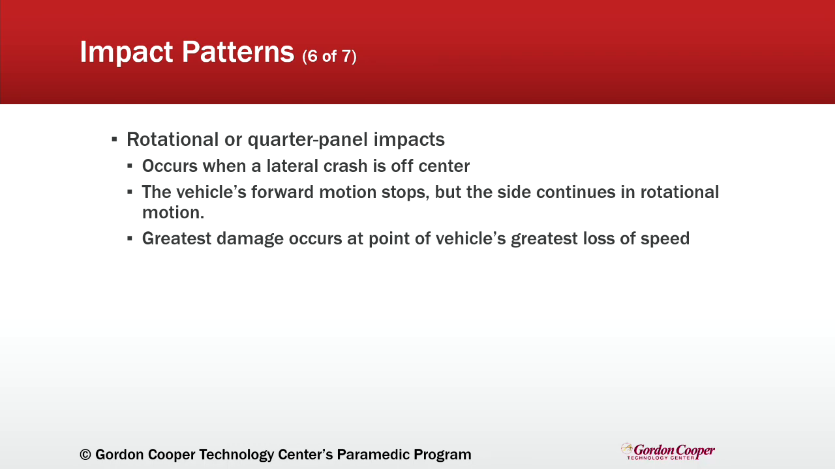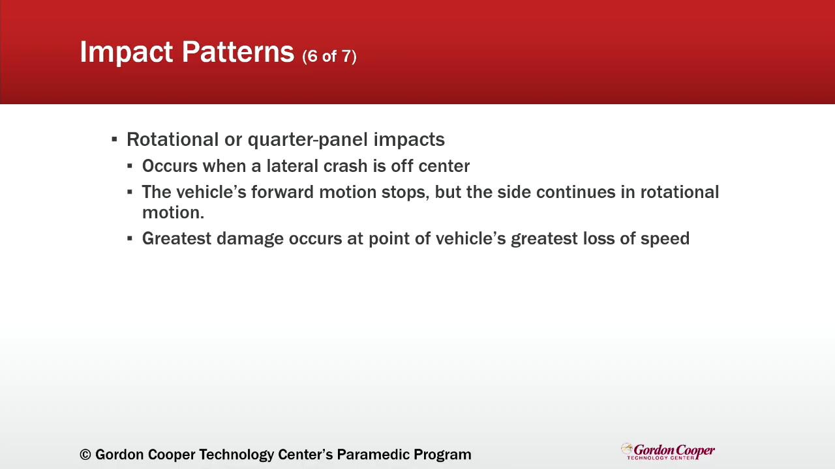Rotational or quarter panel impacts happen when a side collision strikes the vehicle off center, so it catches the front or the back of the vehicle right around where the wheels are. The area where the vehicle slows the most abruptly usually causes the most severe injuries to the occupants. So that rotational turn of that.